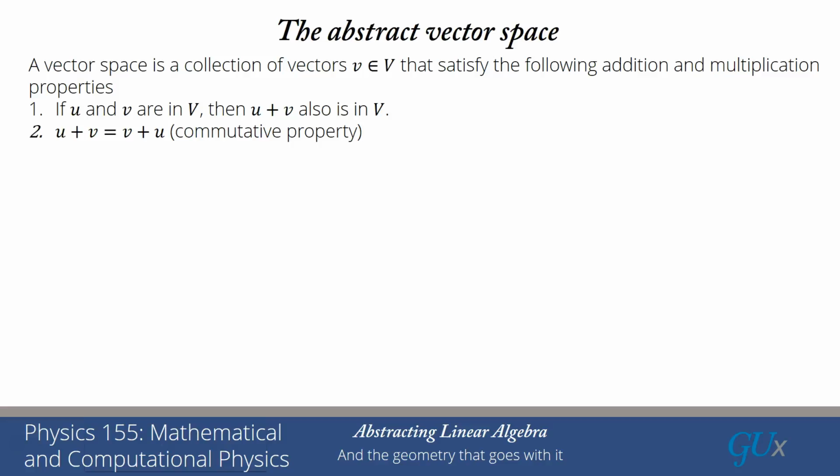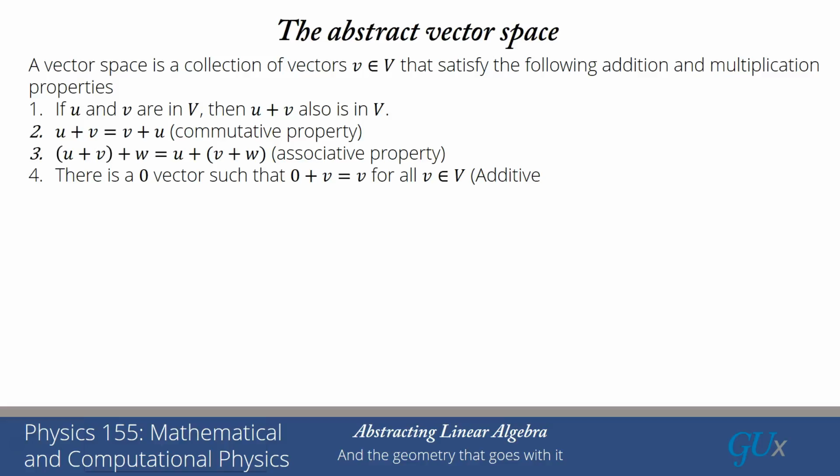If I form the sum u plus v, it equals v plus u. So the summation is commutative. If I look at the sum (u plus v) plus w, it equals u plus (v plus w). That's an associative property. It says that it doesn't matter what order I add them together. I'll always get to the same final place when I add different vectors together.